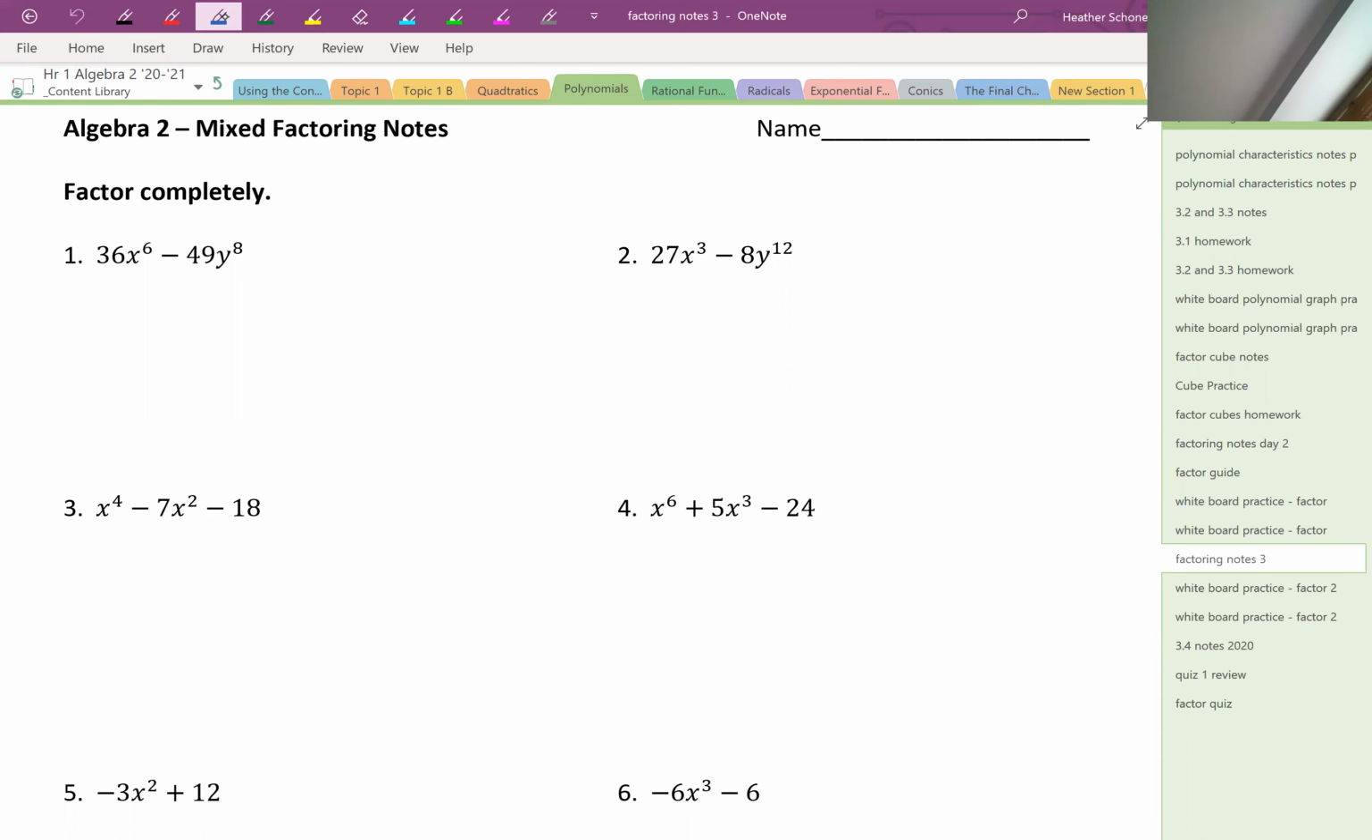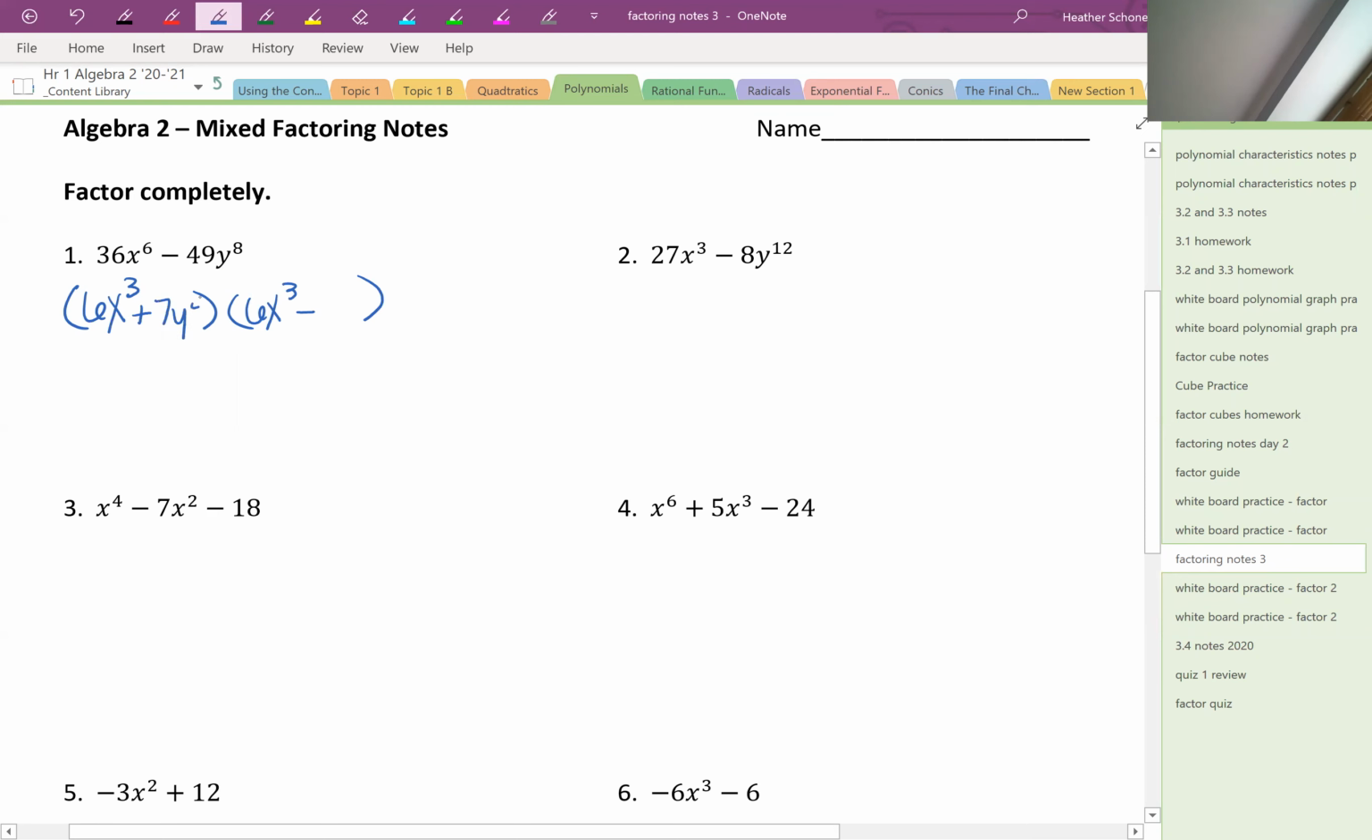When it's squares, we're going to go straight to our 2 parentheses. The square root of 36x squared is 6x cubed. Because remember, when we take the square root, we divide the exponent by 2. And 6x cubed, one's going to be a plus, one's a minus. And the square root of 49y to the 8th would be 7y to the 4th.